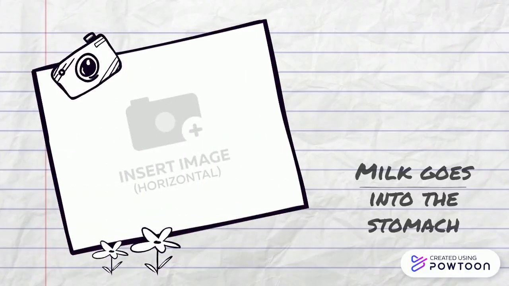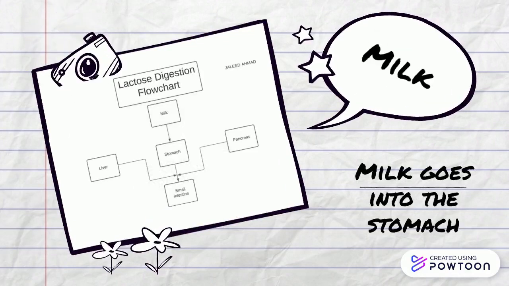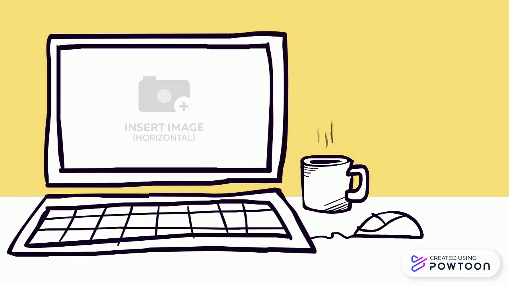Firstly, lactose is taken into the body in the form of milk, which is present in David's peanut butter packed smoothie. It makes its way to the stomach, where bile from the liver breaks down the fats in milk, and enzymes from the pancreas help to break down other nutrients. It then makes its way to the small intestine. The small intestine is where the magic happens.